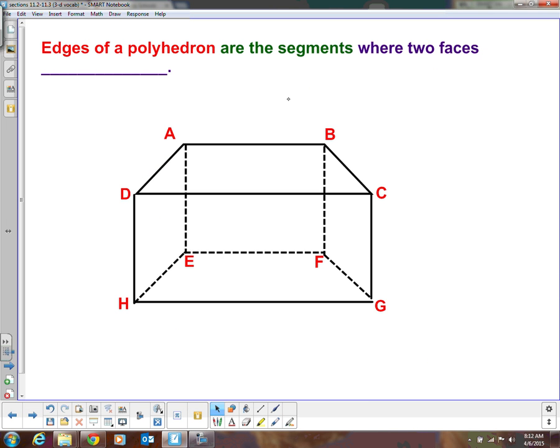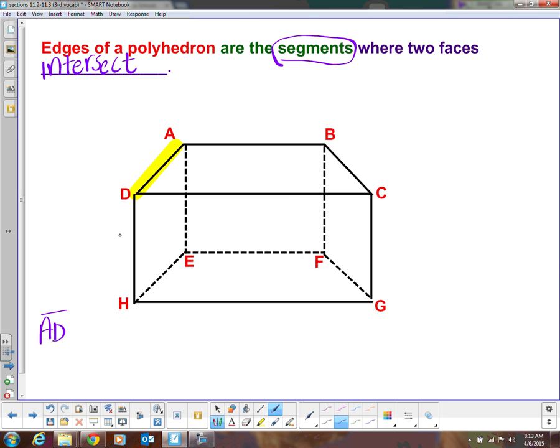Edges of a polyhedron are the segments where two faces intersect. Segments, so I should see segment notation, are segments where two faces intersect. So one edge is AD. AD is an edge. Notice my segment notation. That's where the top and the left intersect.